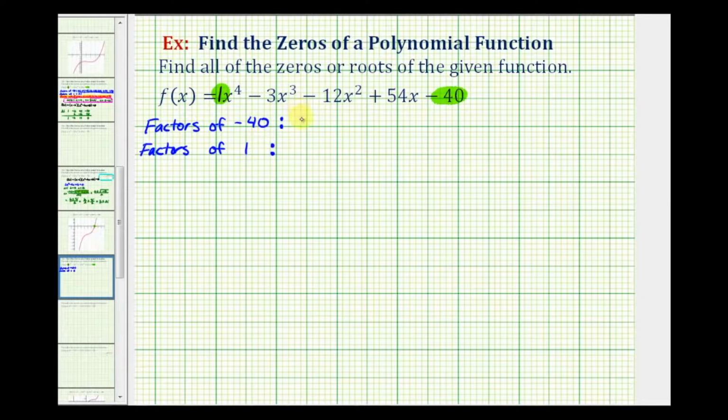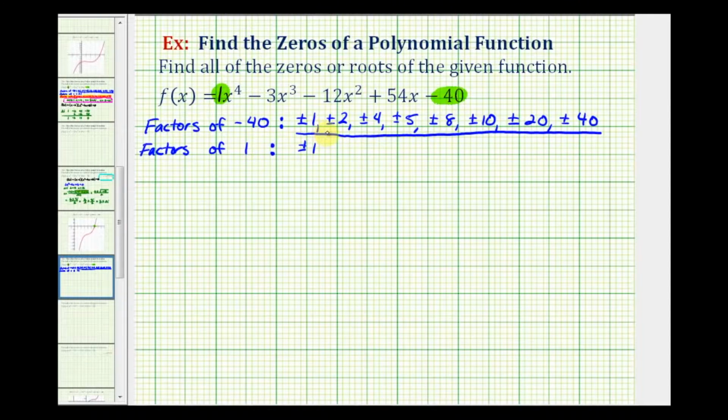So the factors of negative 40 would be plus or minus 1, plus or minus 2, plus or minus 4, plus or minus 5, plus or minus 8, plus or minus 10, plus or minus 20, and plus or minus 40. These are all the numbers that would divide evenly into negative 40. And of course the factors of positive 1 are just plus or minus 1. And because the factors of positive 1 are just plus or minus 1, when we form the ratio of these two, or the factors of negative 40 over the factors of positive 1, notice how the possible rational zeros would just be the factors of negative 40.